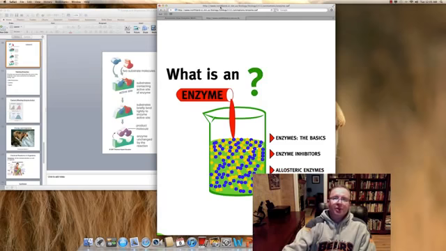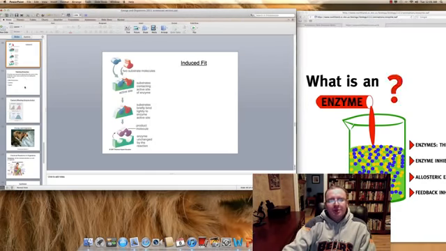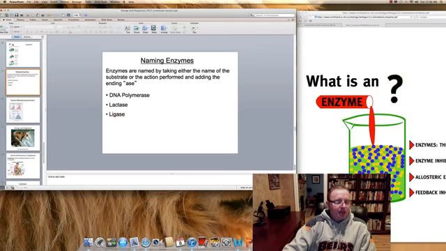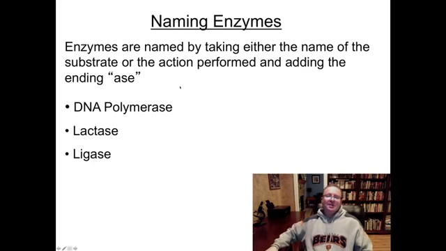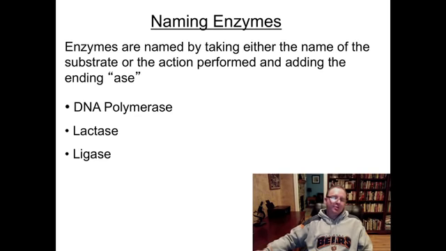All right, so I'm going to get out of that, and we're going to go back down into presentation. And our next main idea is looking at how enzymes are named. Now, you may have already guessed that enzymes are going to have the ending ASE. We saw catalase, we saw lactase, we saw sucrase. So enzymes are named by taking either the name of the substrate or the action performed and adding the ending ASE to that.